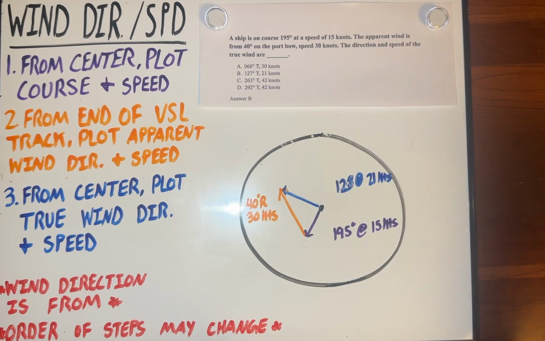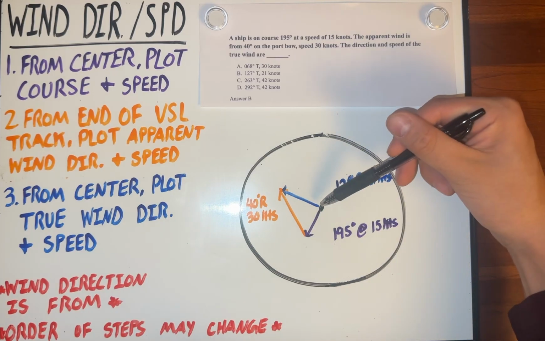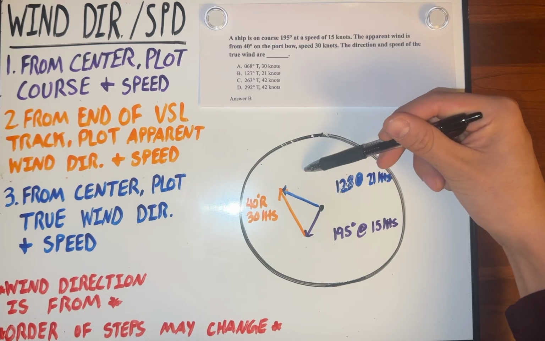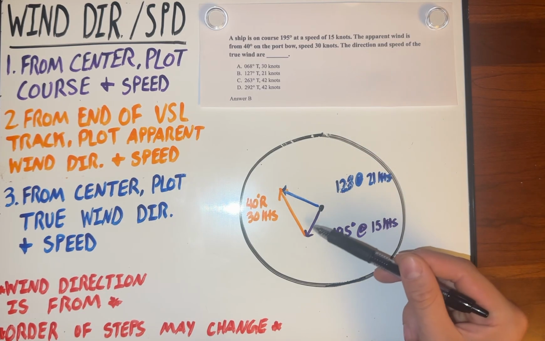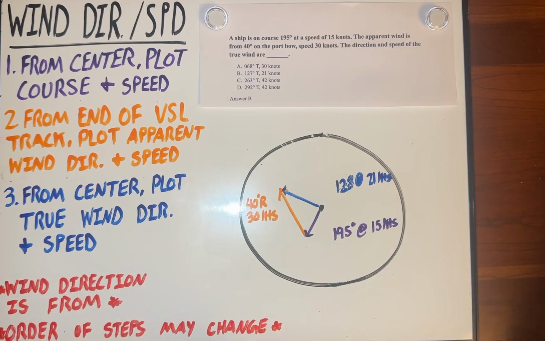Step two is from the end of the vessel track, plot our apparent wind speed and direction. 40 degrees on the port bow at 30 knots. 195 minus 40 is 155. We'll measure 155 from the center at a length of 30 or a speed of 30 knots, and then we'll shift that over to the end of our vessel track line.